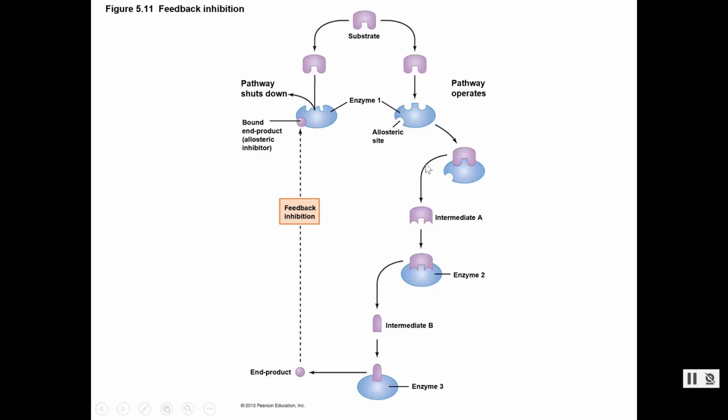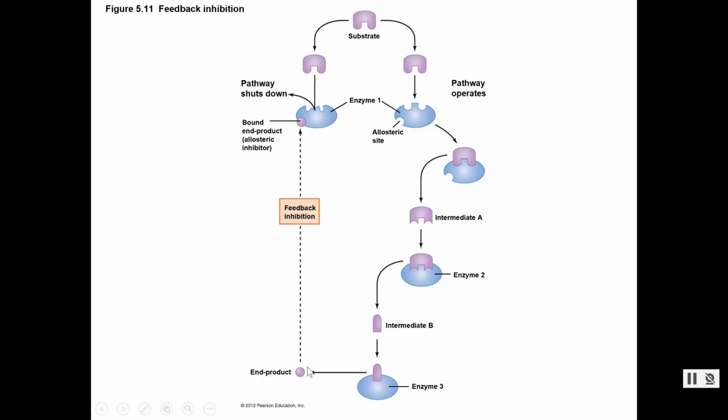The enzyme binds the substrate and converts it into an intermediate. So I have an intermediate A. There's another enzyme that binds to intermediate A, converts that into something else. I have a third enzyme that does that, and eventually we get to an end product. Remember our representative pathway? That's what we just ran down. So I have an end product.